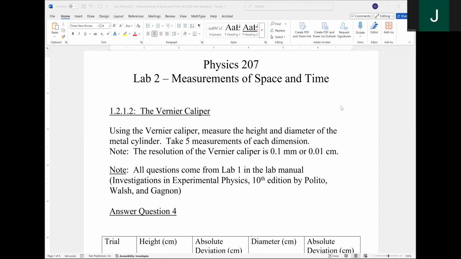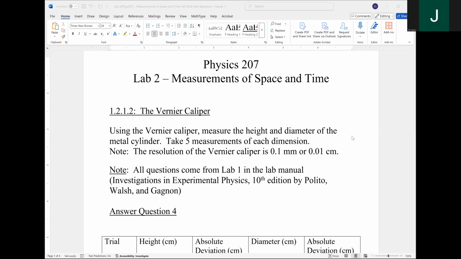Basically what we're going to do in this lab is two things. We're going to measure the density of a small aluminum cylinder. And to do that, we're going to use an instrument called a vernier caliper. All right, and I'll explain how to read a vernier caliper in a little bit.